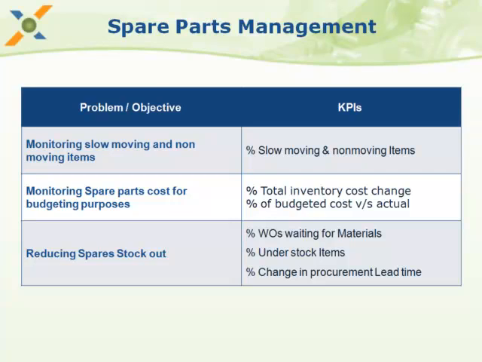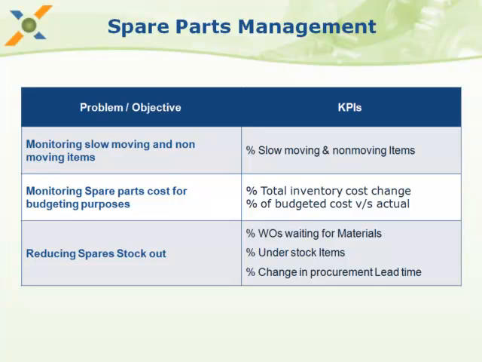Similarly, for budgeting purposes, if we want to use spare parts cost, we can see the percentage total inventory cost change. Also, we can monitor the budgeted versus actual. And if we want to monitor the stockouts, then obviously we should consider percentage work orders waiting for material, percentage from stocks, under stock items, change in procurement lead time. Some of these things can help reduce your spare parts stockout.